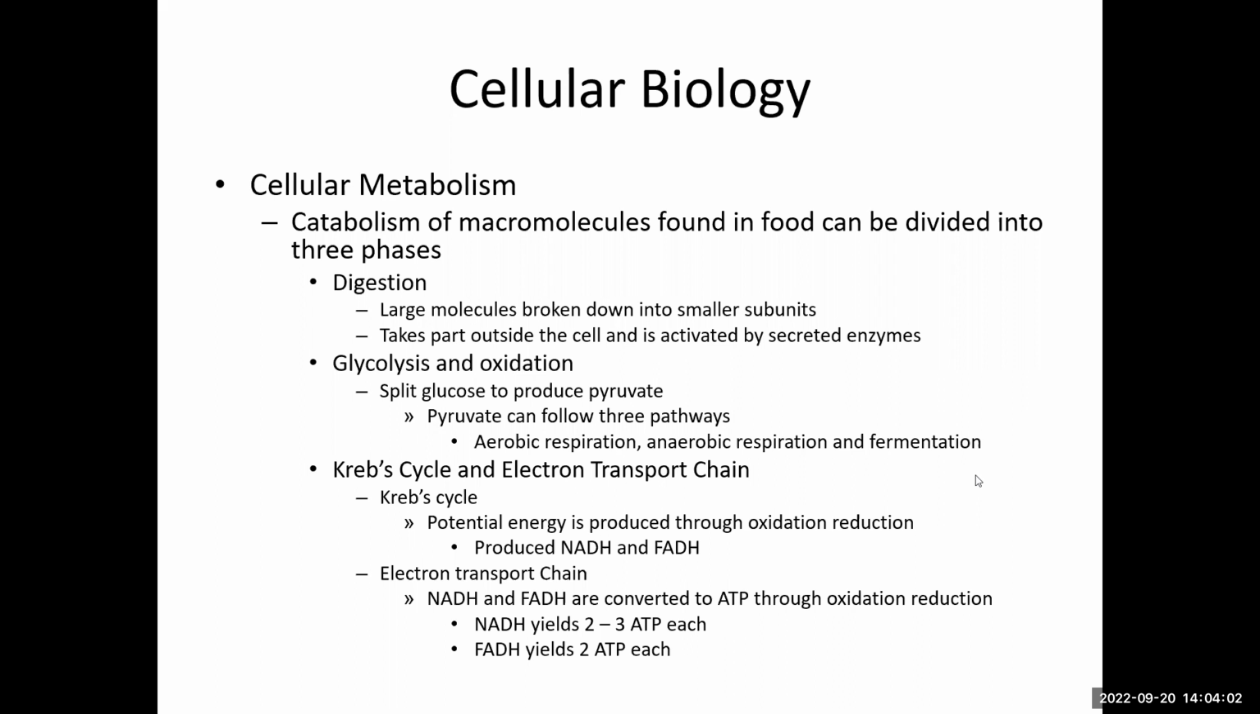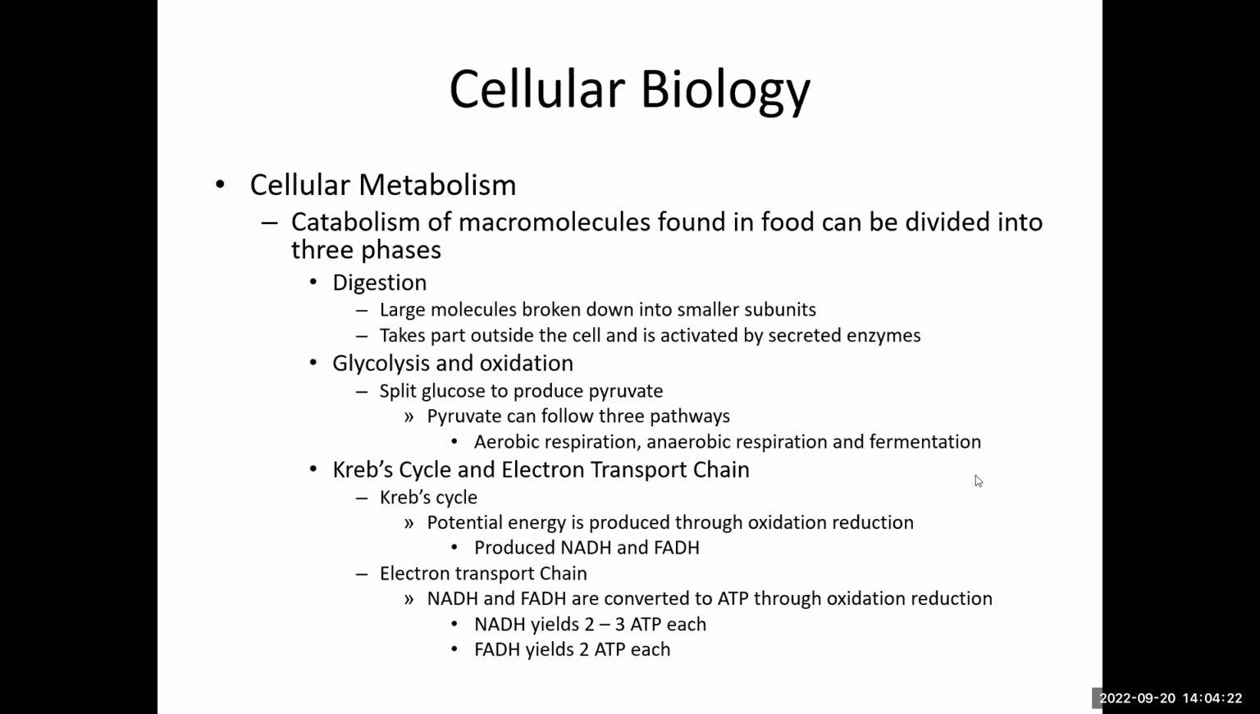Think about when you smell food, what happens? Your mouth starts to water. When you put food in your mouth, it starts to water. So we have enzymes within that saliva. You have enzymes in your stomach, in your large and small intestines. All of these are going to be activated through this process of digestion.